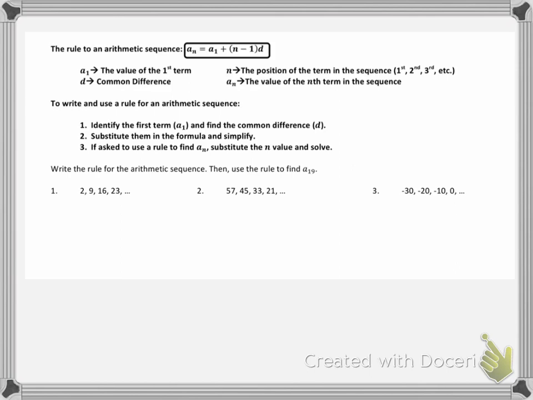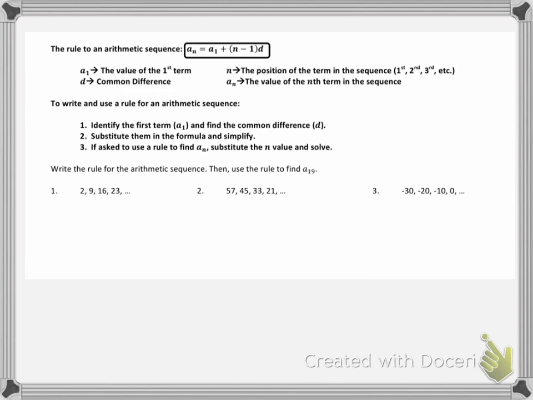So let's talk about how to come up with rules, how to come up with equations when we have a sequence where everything is consistent in a pattern that's being added or subtracted by the same thing every single time. You can see here at the top of this next screen the rule to write an arithmetic sequence: a sub n equals a sub 1 plus the product of n minus 1 times d.